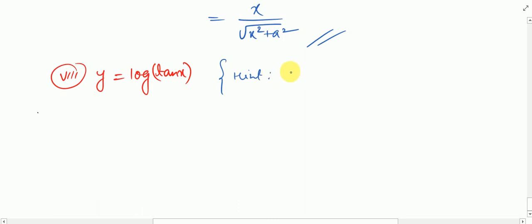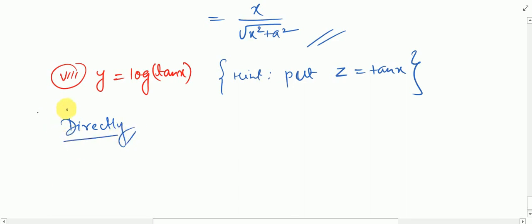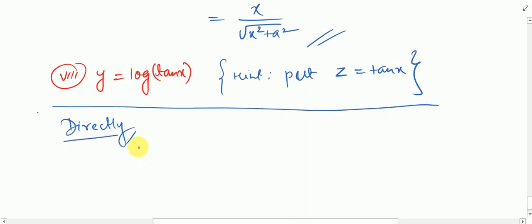Hint: put z equal to tan x. And if you want to do it directly, you can do it like this: y equal to log tan x.